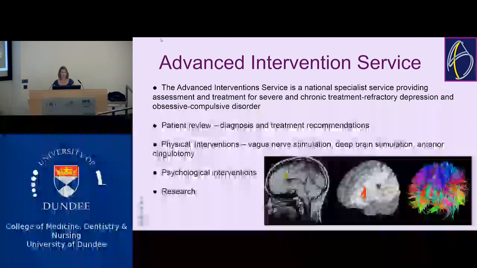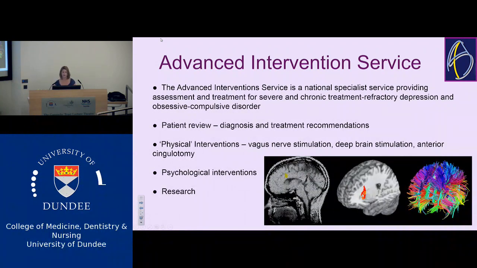The aim of what the group does is to provide patient review, so this might lead to helping with thinking about underlying diagnosis after patients have been treated for many years, and also advise on some further treatment recommendations for their psychiatric team. Also might consider patients for physical interventions such as vagus nerve stimulation, deep brain stimulation and anterior cingulotomy, and see those patients both through to surgery and then beyond as well in terms of follow-up. It also offers psychological interventions and has a facility for bringing people in for intensive treatment programs, and is also heavily involved in research.